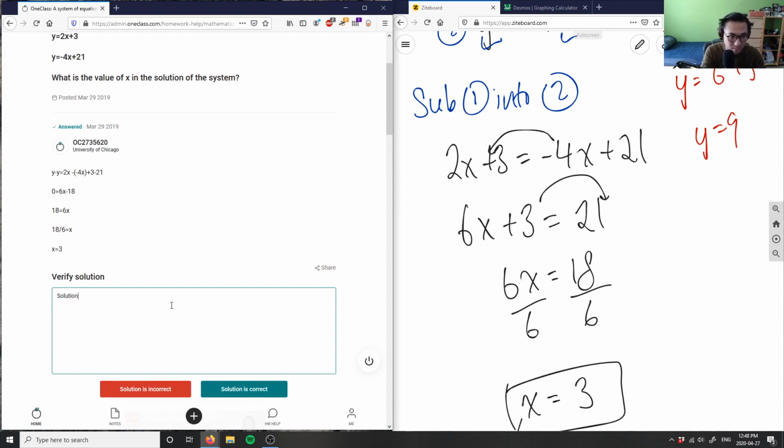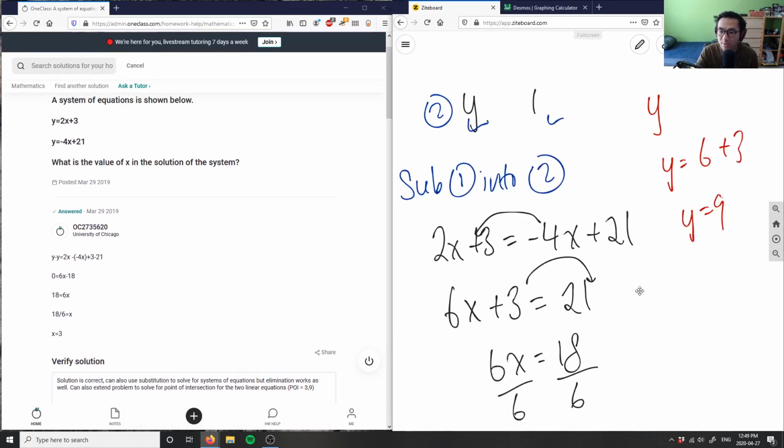We can also use substitution to solve systems of equations, but elimination works as well. We can also extend the problem to solve for the point of intersection for the two linear equations, and this would be 3 and 9. That's the point of intersection here, so POI would equal 3, 9. So this solution here is correct, and this will end my video for today.